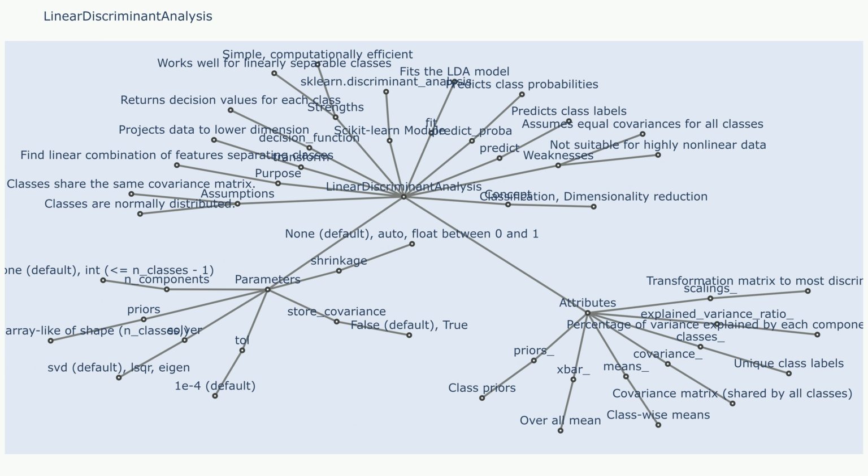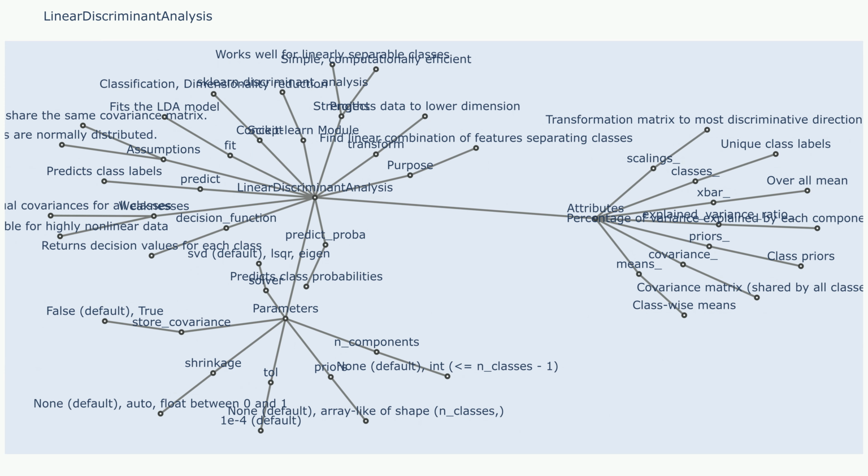X_train, X_test, y_train, y_test = train_test_split(X, y, test_size=0.2, random_state=42). Create an LDA classifier. lda = LinearDiscriminantAnalysis(). Fit the model to the training data. lda.fit(X_train, y_train).